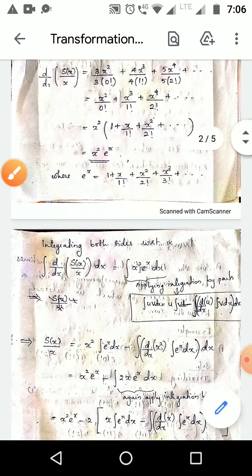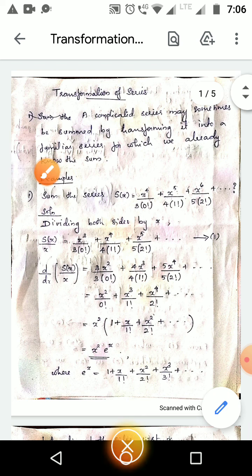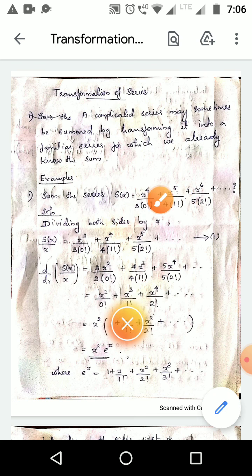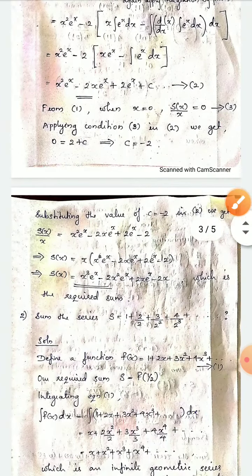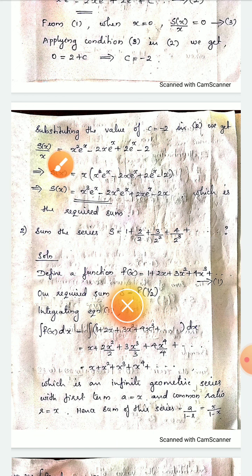The question given is to sum the series, and we have to find the sum of the series, which is given as s of x. So we have to find what is s of x. Now we have got s of x by x. From that, write s of x. That means multiply with this x to the right hand side. So s of x is equal to x into x square e raised to x minus 2x e raised to x plus 2 e raised to x minus 2.